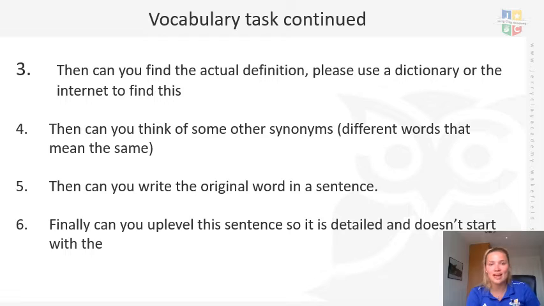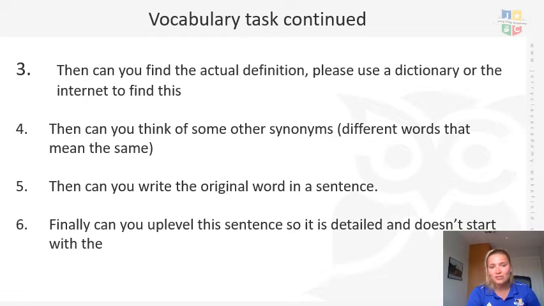Then you're going to find the actual definition, so either use a dictionary or type it into the internet. If you just type in the word, usually the meaning comes up straight away on Google. Once you've done that, I'd like you to come up with some synonyms. See if you can think of some yourself first, and then once you've had a go, you could look in a thesaurus if you've got one at home, or type in thesaurus on the internet and see if you can get some different synonyms, other words that mean the same.